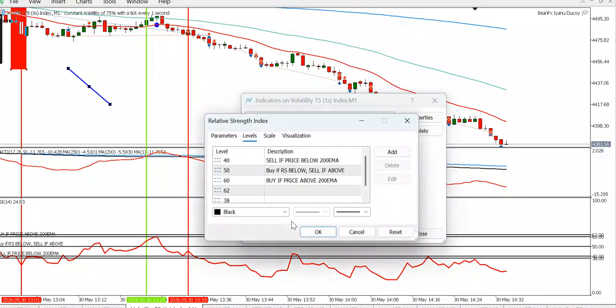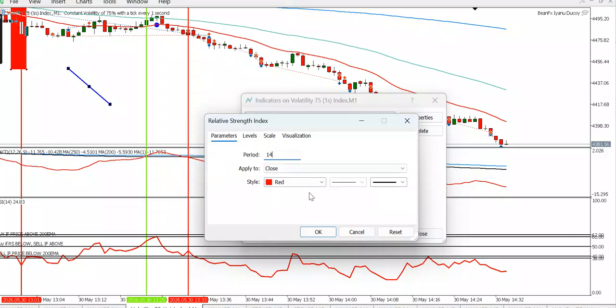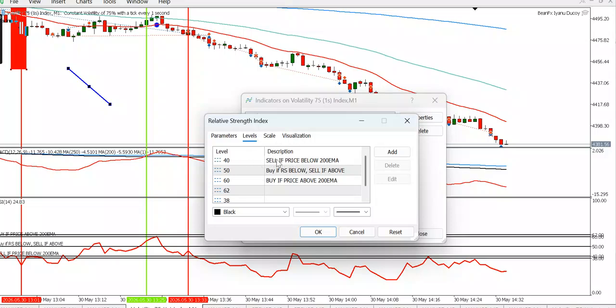We have just relative strength index, 14 period, close, red. We have levels: sell if price is below 200 EMA; buy if RSI is below, sell if RSI is above. That's the relative strength indicator, or red line: buy if it's below, sell if the red line is above. Then 60, buy if price is above 200 EMA.